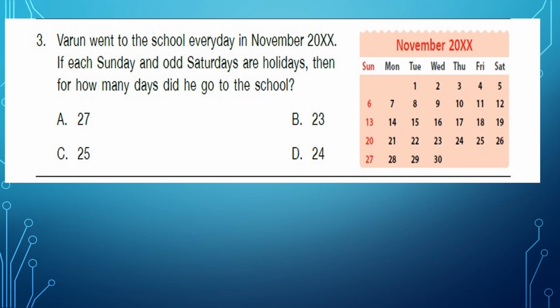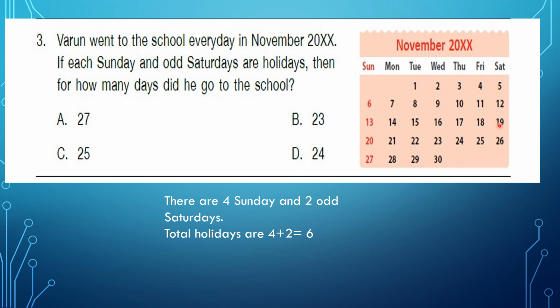Question number 3. Varun went to the school every day in November 20XX. If each Sunday and odd Saturdays are holidays, then for how many days did he go to the school? In November 20XX, there are a total of 4 Sundays and 2 odd Saturdays. Odd means the 5th and 19th are odd dates. So total holidays are 4 plus 2, that is 6. Total number of days in November is 30.